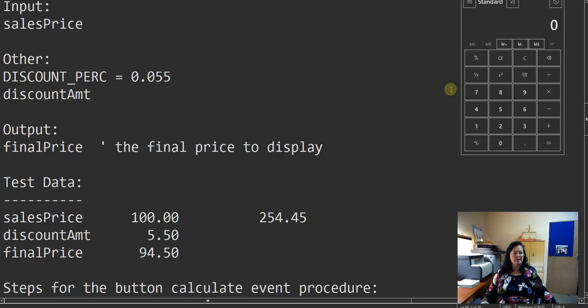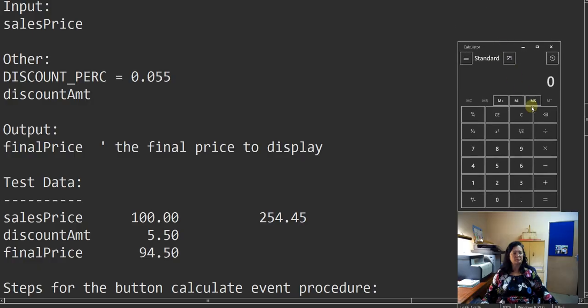And now you can take your calculator, and we can work out 254.45 times 0.055, which gives me 13.99. Computers will not round the value for us.